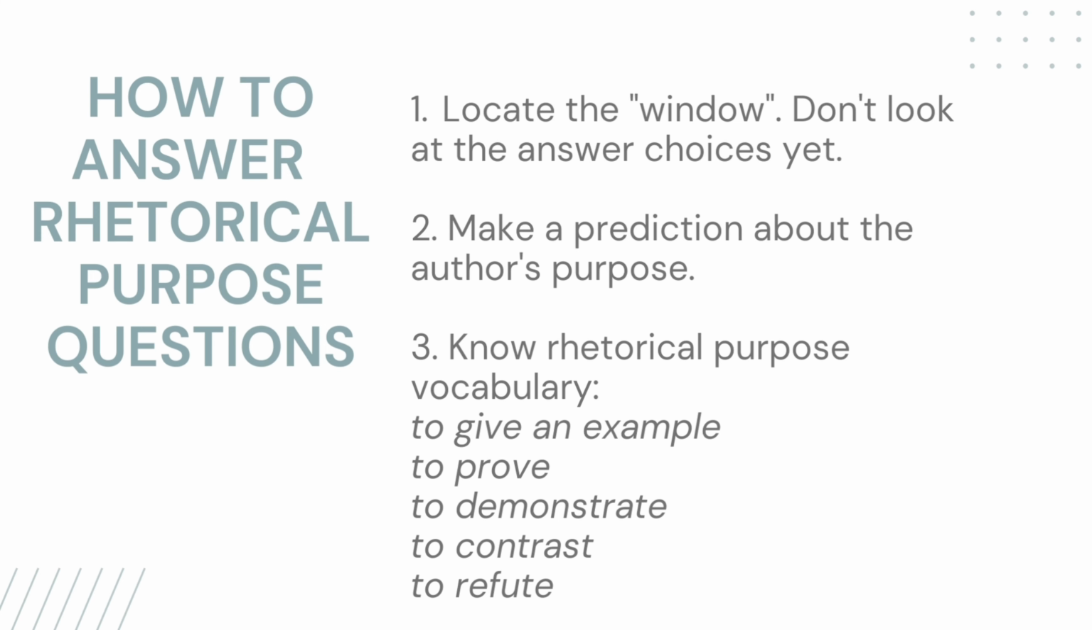Step number 2, make a prediction about the author's purpose. And step number 3, know rhetorical purpose vocabulary. This isn't really step number 3, this is a general tip. And this is in your study guide for this module. Some of these words to give an example, to prove, to demonstrate, to contrast, and to refute. You need to know these words because they will be the answer choices in rhetorical purpose questions.